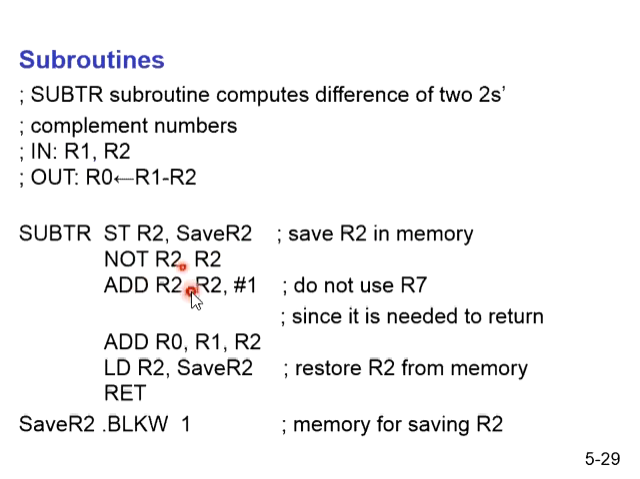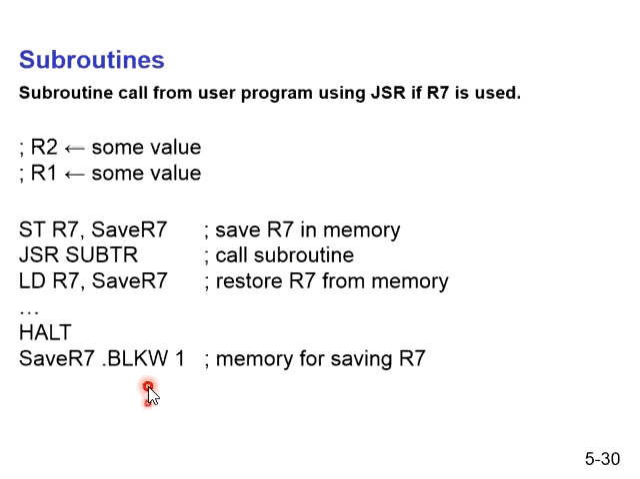And over here now we use return. Over here we declare our location Save R7 with one location, and before going to the subroutine, we store R7 to Save R7. Then we call the subroutine, and when we come out, we restore it, so we have the value of R7 back. Okay, we can use it when we are in the calling program over here.